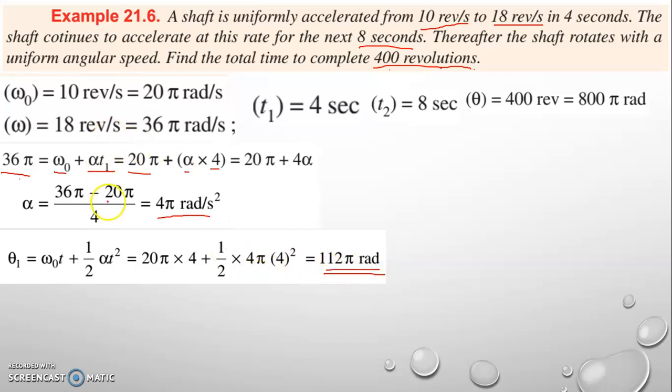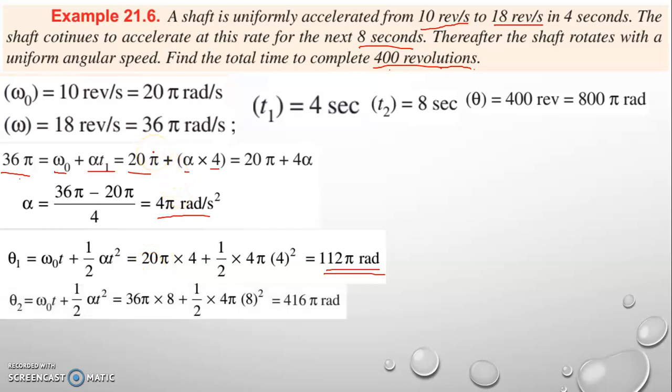And for the next 8 seconds it again continues its acceleration. Having already traveled for 4 seconds, its initial velocity has changed from 20 pi to 36 pi. For theta 2 we will be using the initial velocity as 36 pi: 36 pi into 8 plus half into 4 pi into 8 square. This is for the second section, that is theta 1 for the first 4 seconds, theta 2 for the next 8 seconds. So this is the total distance traveled in the first 12 seconds. We have to travel 800 pi distance. The remainder should be traveled at a uniform velocity.